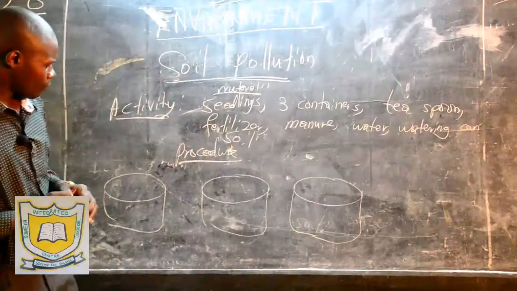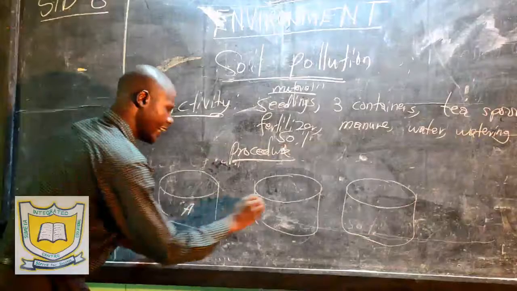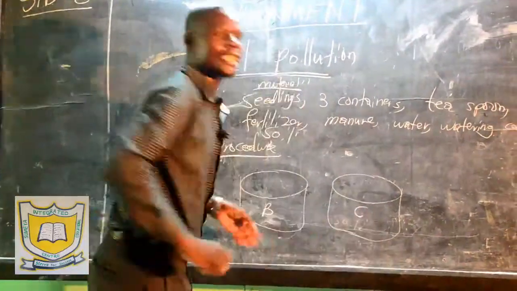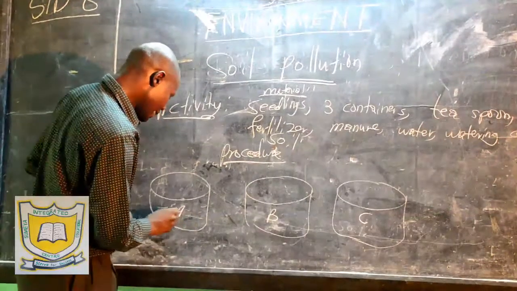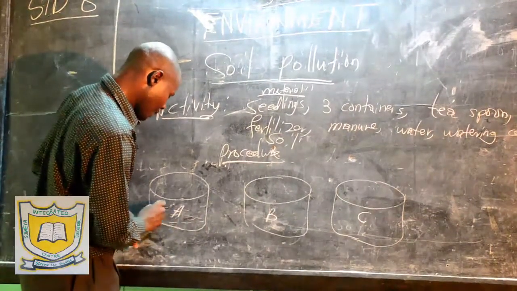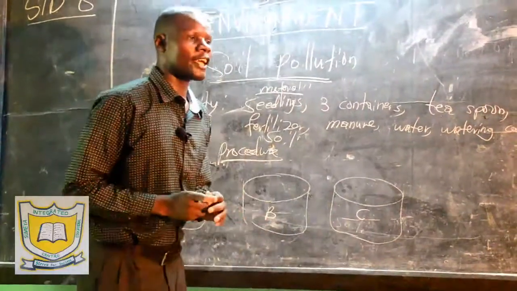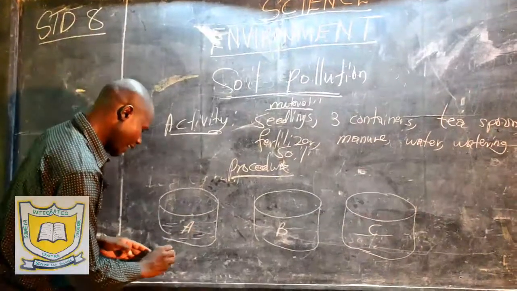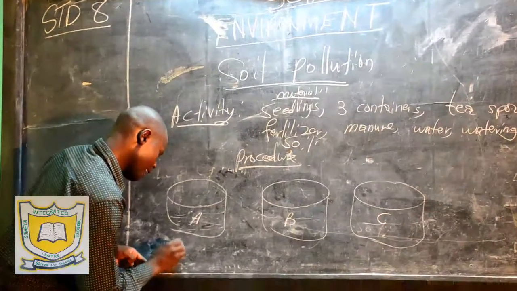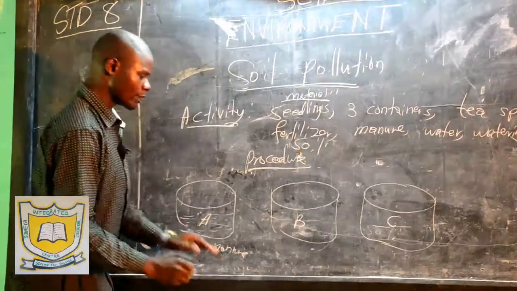Okay, now in our 3 containers, we will label container A, container B, and container C. Add a half soil. Take a sample of soil and add here a half full of soil in each. Then take the first container and add adequate manure.